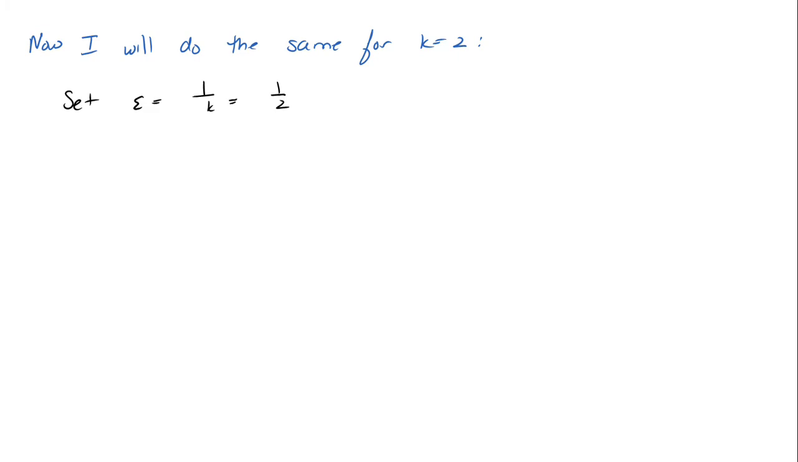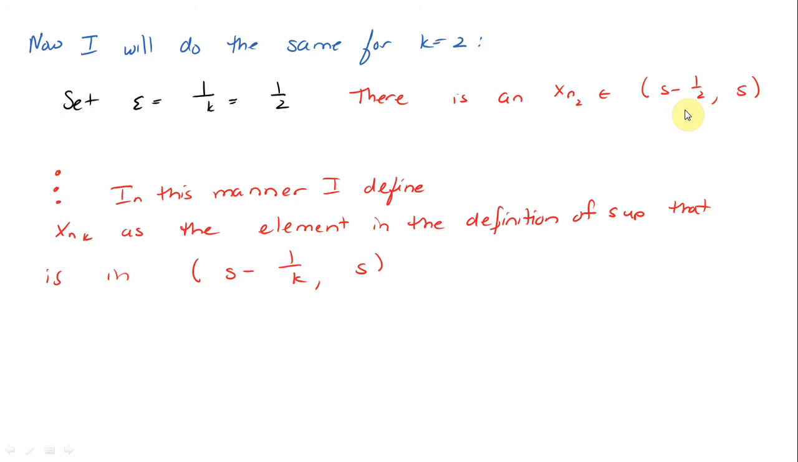I'm going to do the same thing for k equals 2. I'm going to set epsilon equal to 1 over k, which is 1/2. And then I know by the sup definition that there's an x_{n_2} that belongs to this interval. On and on, I can find x_{n_k} as the element that's in this sequence. So my claim is that these x_{n_k}'s that I've picked one by one are going to converge to the sup. I'm going to illustrate this for you with an example after I finish the proof so you can actually visualize it and see it.